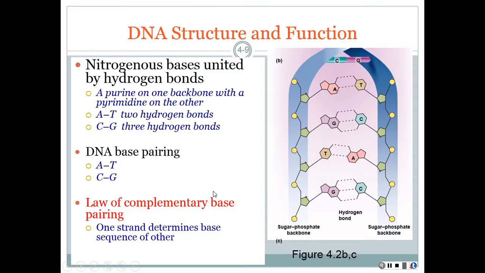So if you know that one strand is guanine, thymine, guanine, adenine, it's natural to know that the second strand will be cytosine paired with our guanine, adenine paired with our thymine, cytosine paired with our guanine, and thymine with our adenine.